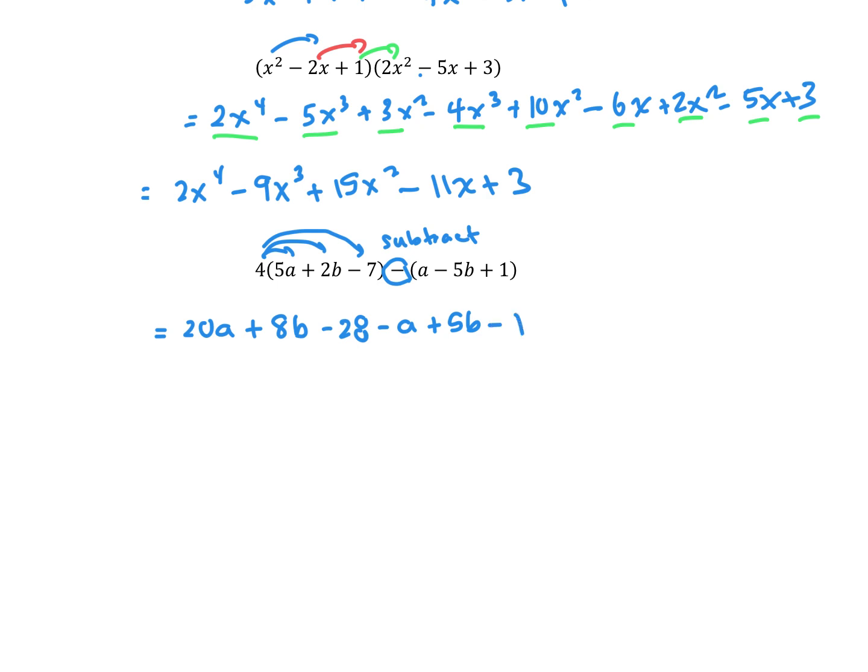And then we're going to collect like terms. So a and a are like terms. So 20 minus 1 is 19. b and b are like terms. So 8 plus 5 is 13. And then we have minus 28 minus 1, which is minus 29.